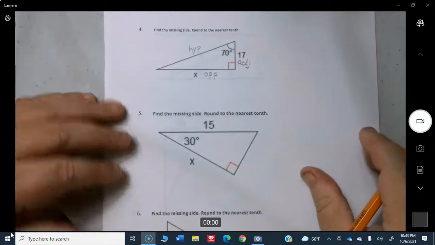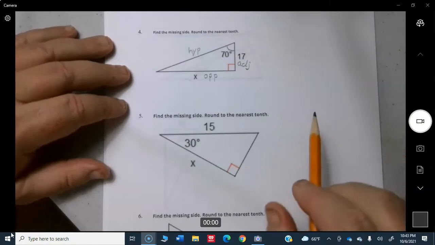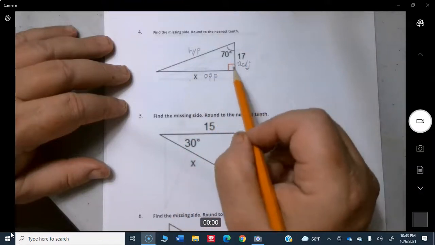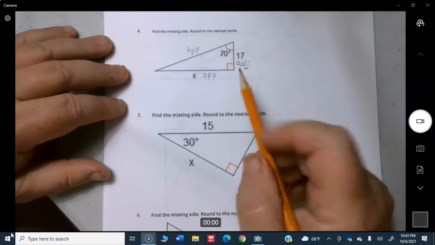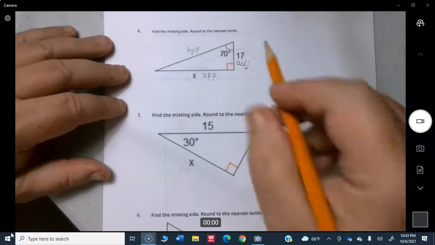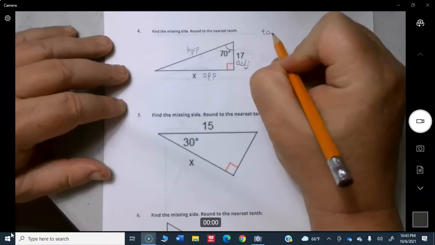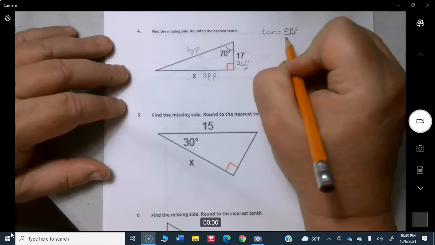Alright, so the sides with the known value and the unknown that we're trying to find, x: opposite is the unknown, adjacent is the known. So we want to find the function that has opposite and adjacent. And if you look back on the first page, that would be tangent. So tangent equals opposite over adjacent.